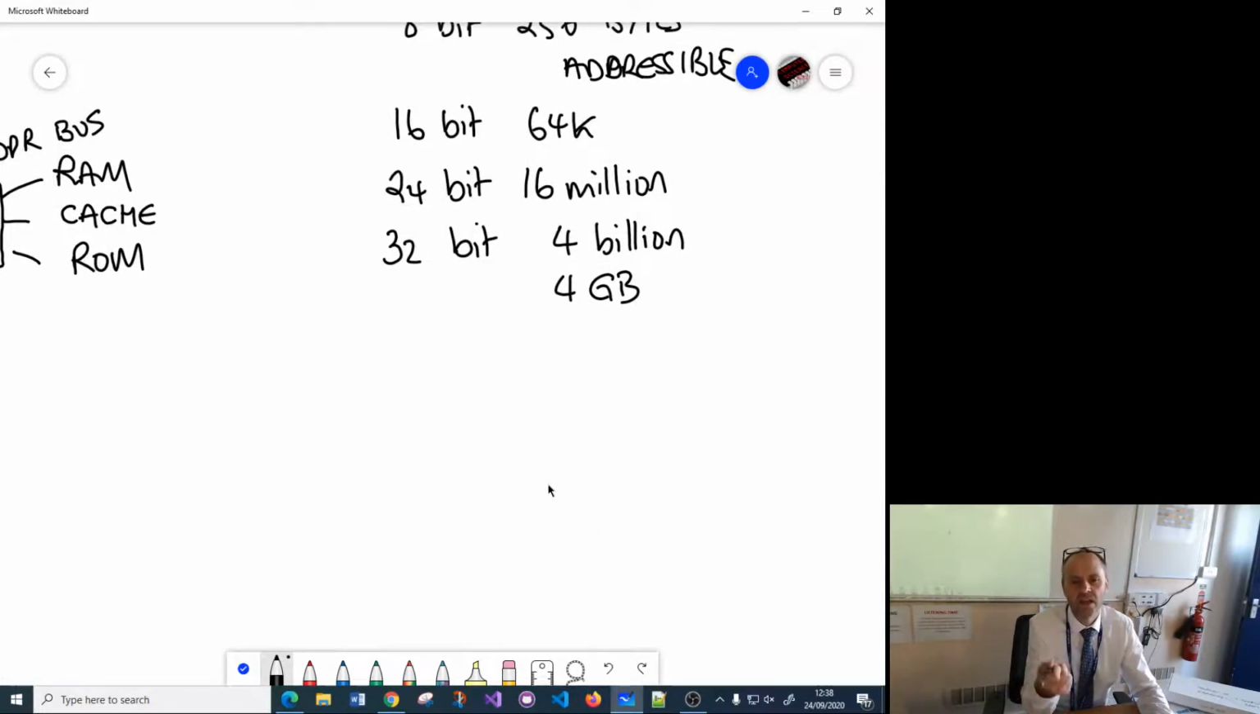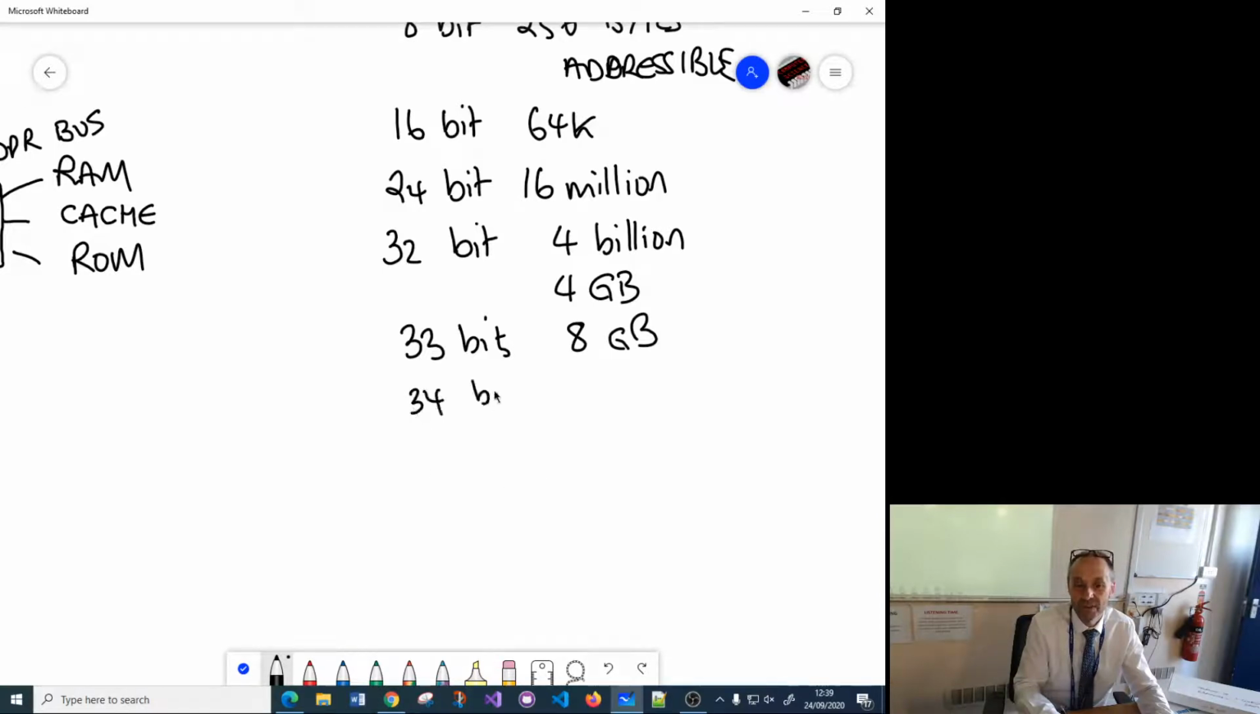If I had an 8 gig limit, how many bits would the address bus be? If 4 gig is 32 bits, it goes up by a power of 2 each bit. So 33 bits would be 8 gig.